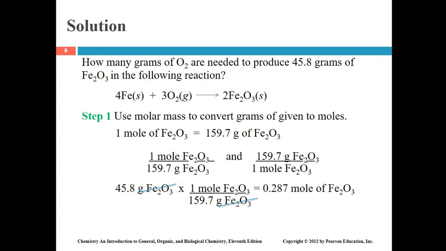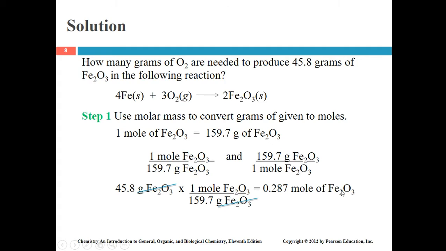So step 1, use molar mass to convert grams of given to moles. Well, we have 45.8 grams of iron 3 oxide. When you look up the molar mass of Fe2O3, you will see that it's 159.7 grams. So we could write it either way. And so then you write it the way that it's going to use to cancel out the labels. 45.8 grams of Fe2O3. Now we know that this label grams of Fe2O3 must go on the bottom. So we're going to have the 1 mole of Fe2O3 on top and the 159.7 grams of Fe2O3 on the bottom. So when you do that math, you're at moles of Fe2O3.